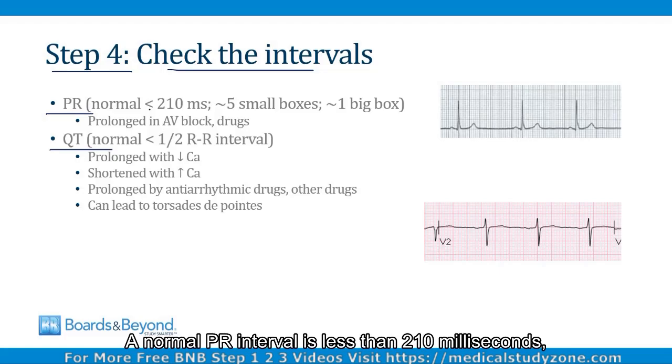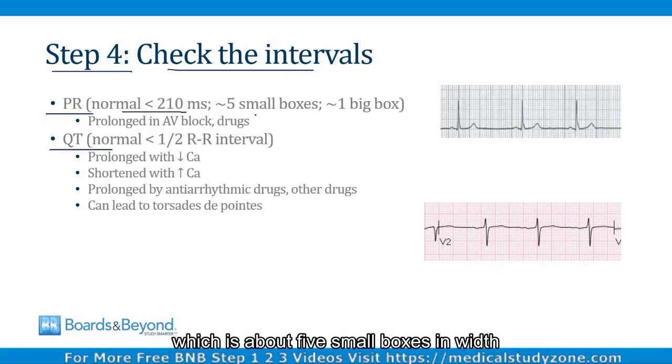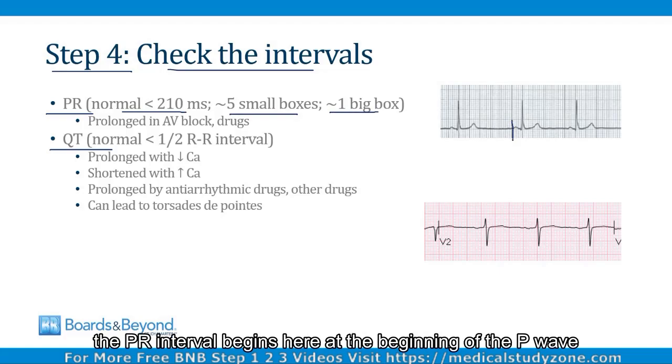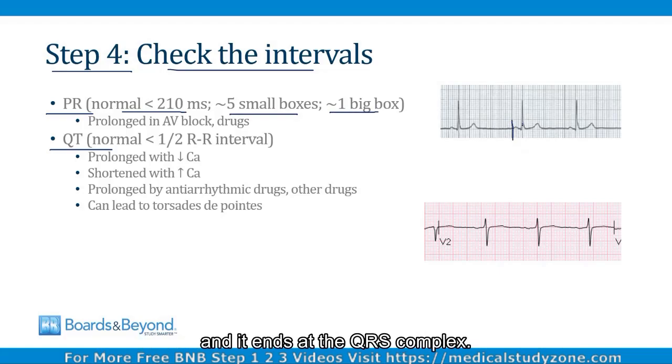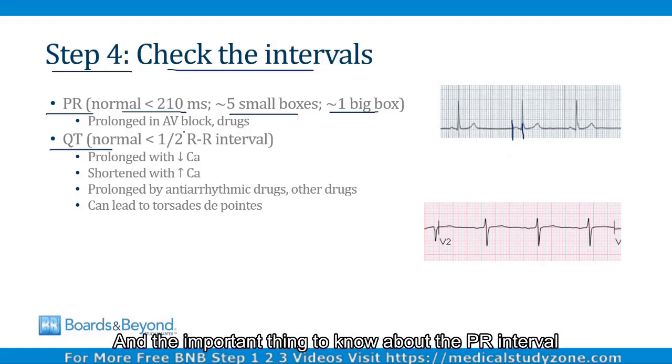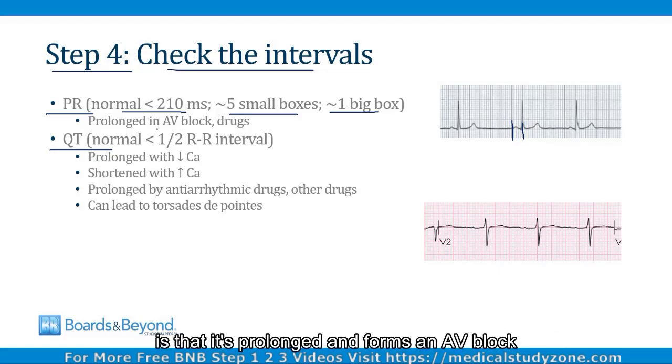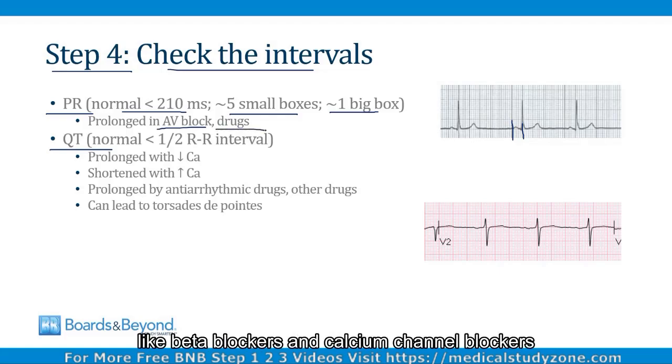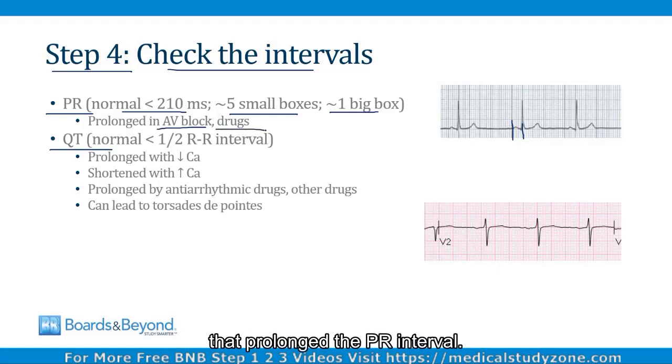A normal PR interval is less than 210 milliseconds, which is about 5 small boxes in width or 1 big box in width. If you look at this tracing at the top right side of the screen, the PR interval begins here at the beginning of the P wave, and it ends at the QRS complex. And this PR interval is about 1 big box in width, which is normal. And the important thing to know about the PR interval is that it's prolonged in forms of AV block, and there are also many drugs like beta blockers and calcium channel blockers that prolong the PR interval.